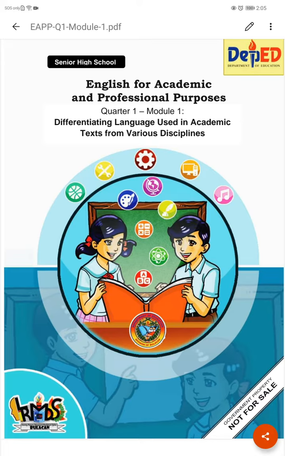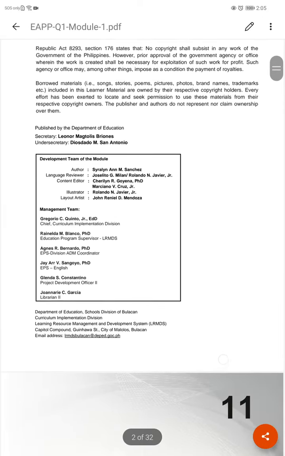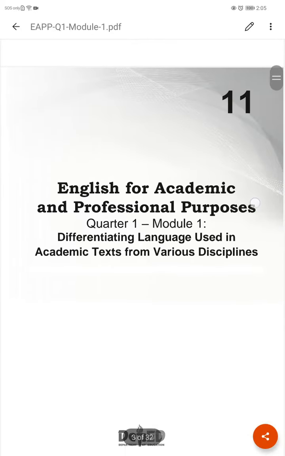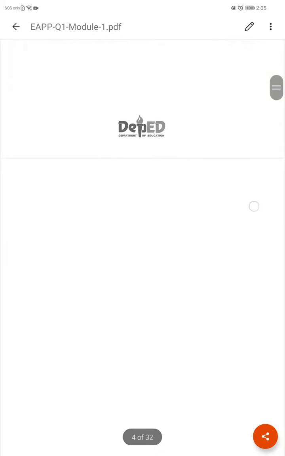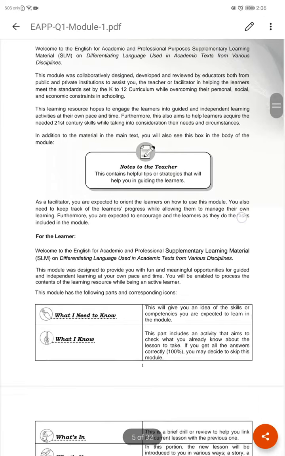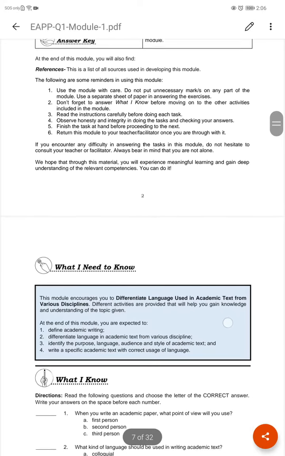Also, during activities, you may pause the video to give you more time to answer the activities, and afterwards you may check them. Okay, so let's begin. The initial pages of our module, guys, as you can see, are the same as your other modules. All of these are about who published the module, so let us skip all these and proceed to this.